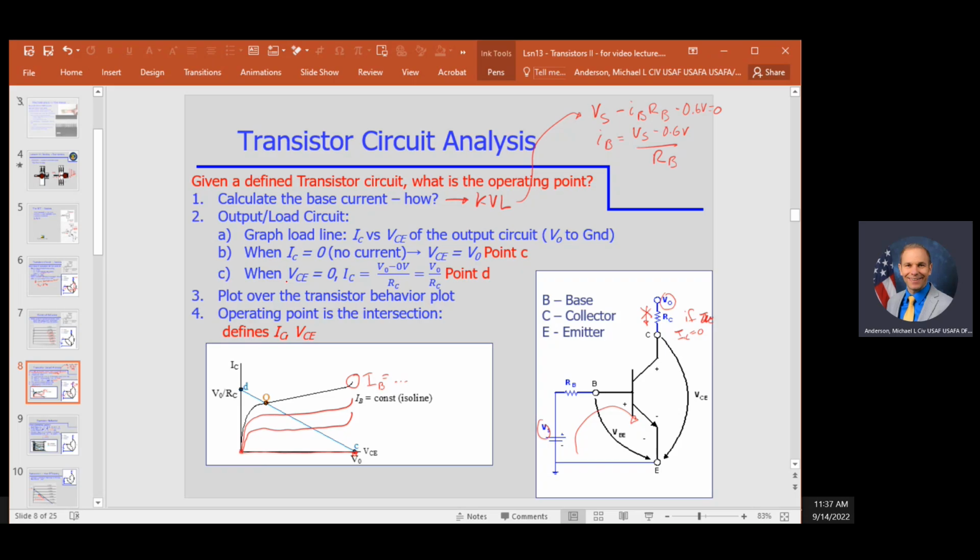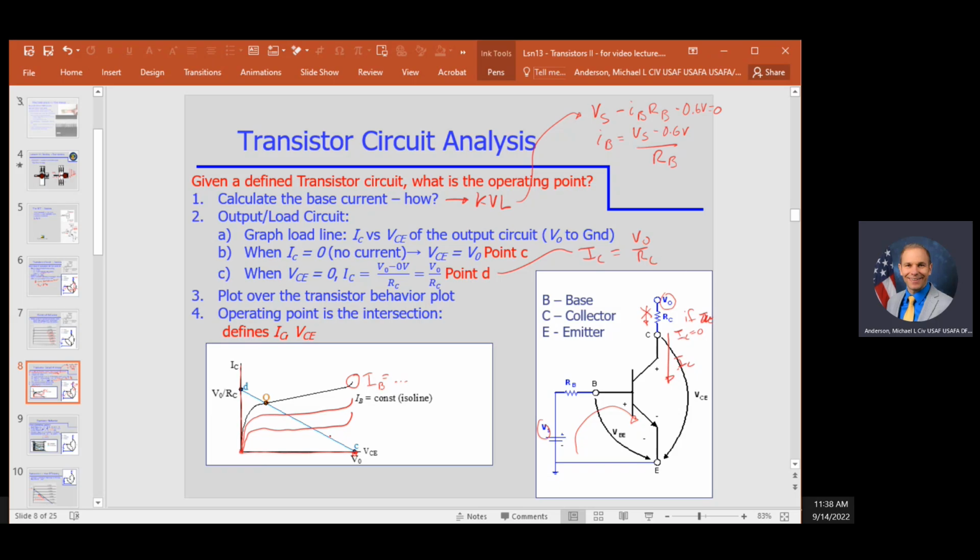Next, we think about, what if VCE was 0? That would put us on this vertical axis. And when that happens, that means that the collector current, IC, has to be defined by this relationship. So we'd say IC has to be completely dropped through this resistor. So it's got to be V0 divided by RC. And that tells us that point.